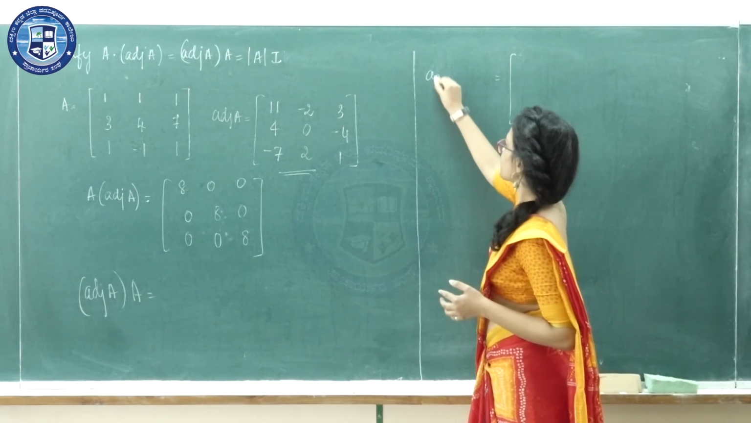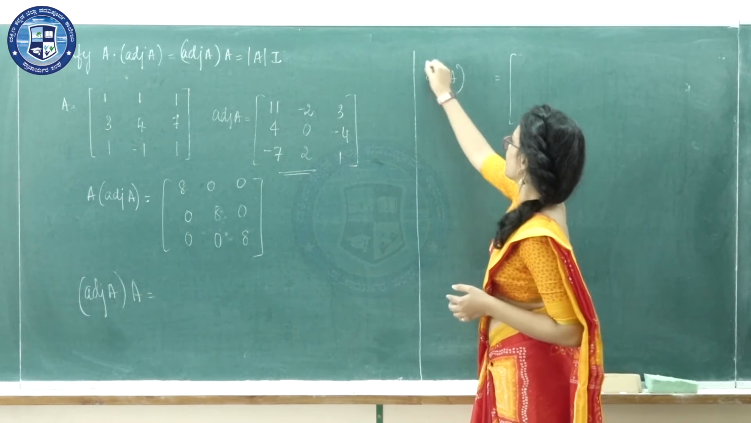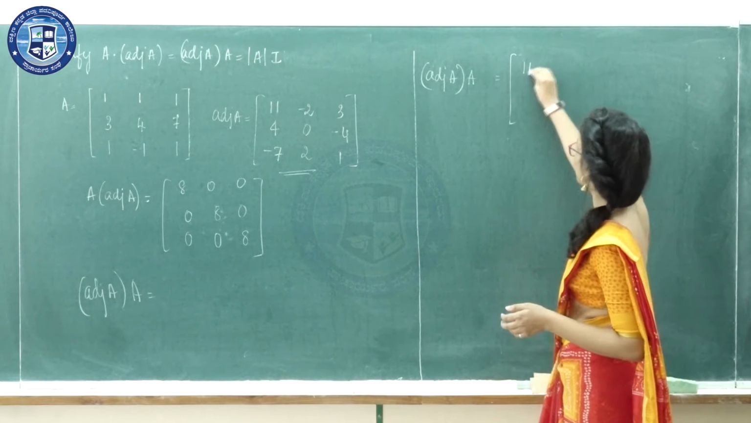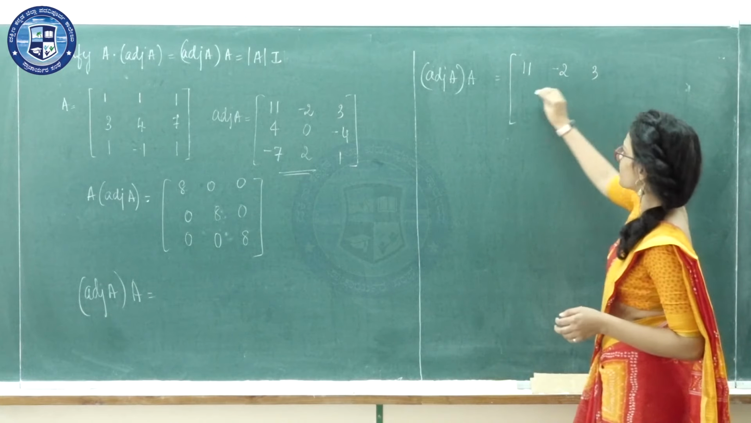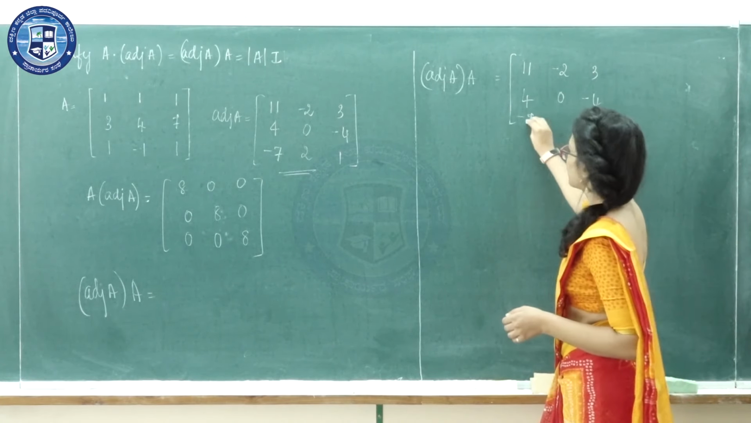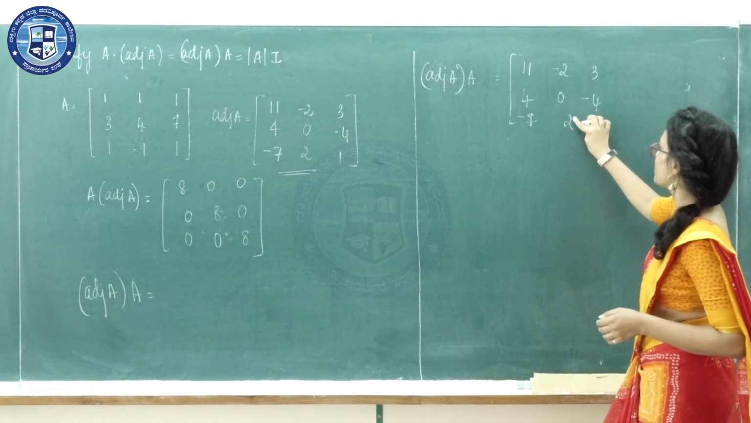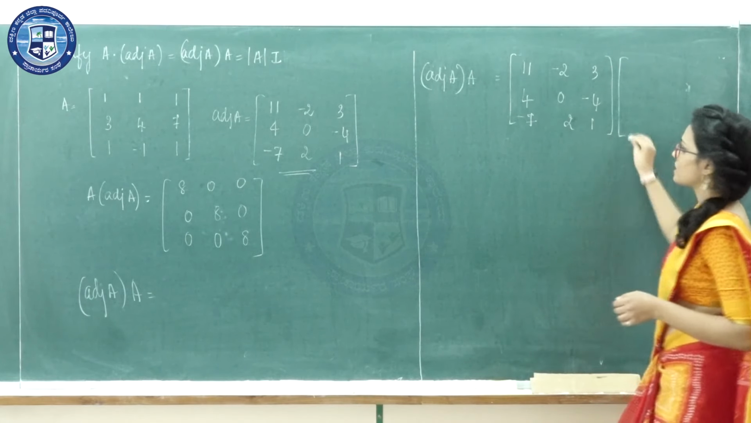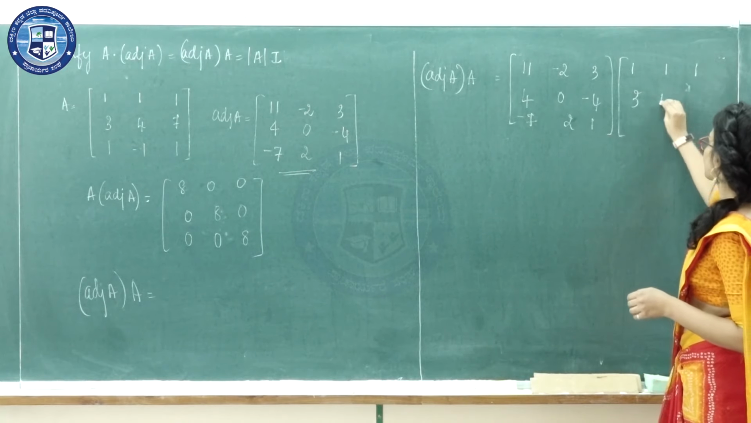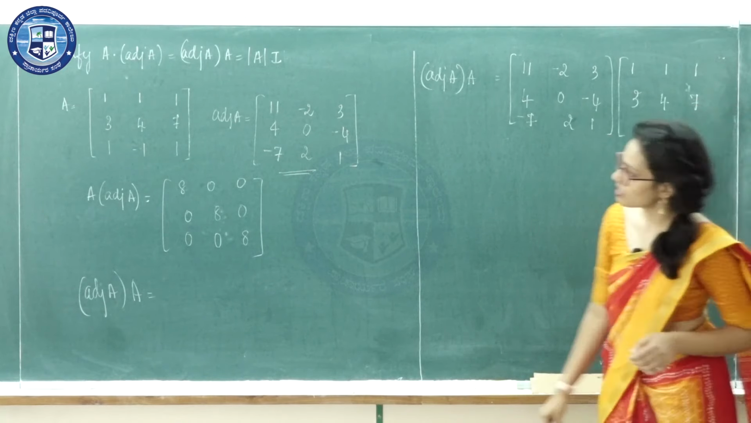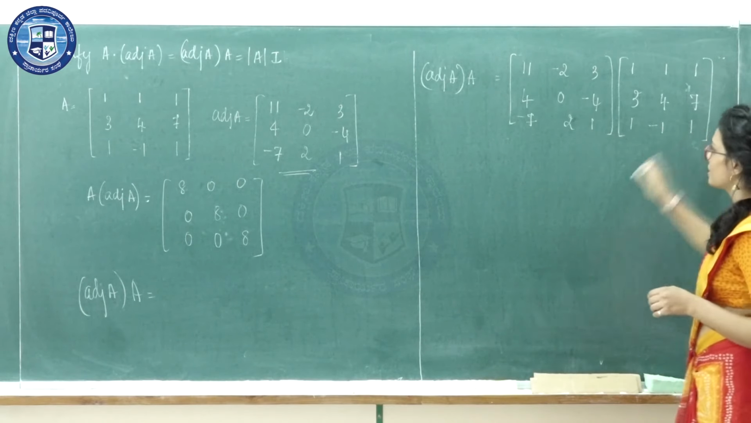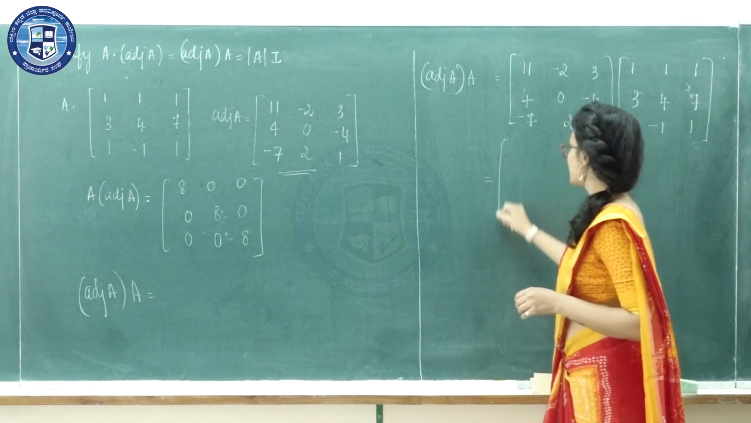So adjoint A into A is equal to, let us substitute the values: 11, minus 2, 3, 4, 0, minus 4, minus 7, 2 and 1, into the matrix A, that is 1, 1, 1, 3, 4, 7 and 1, minus 1, 1. Let us multiply these two matrices.